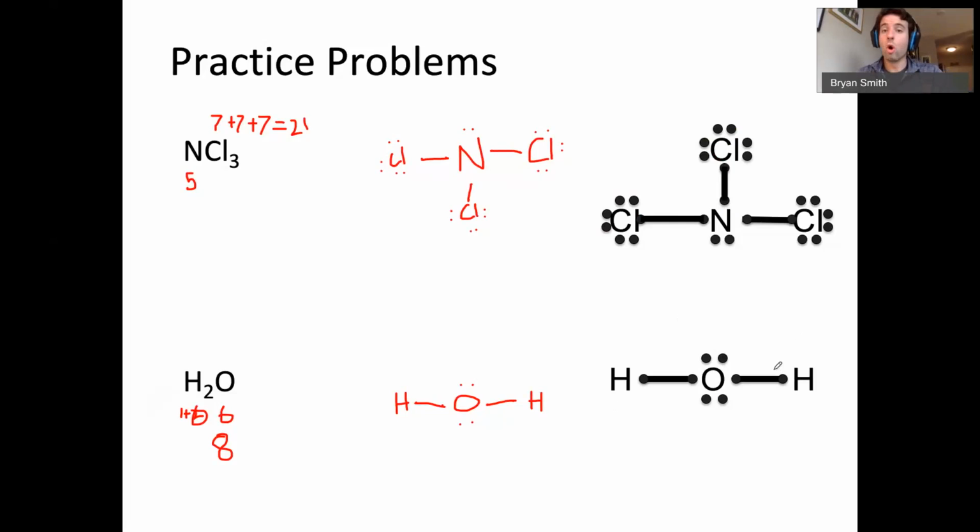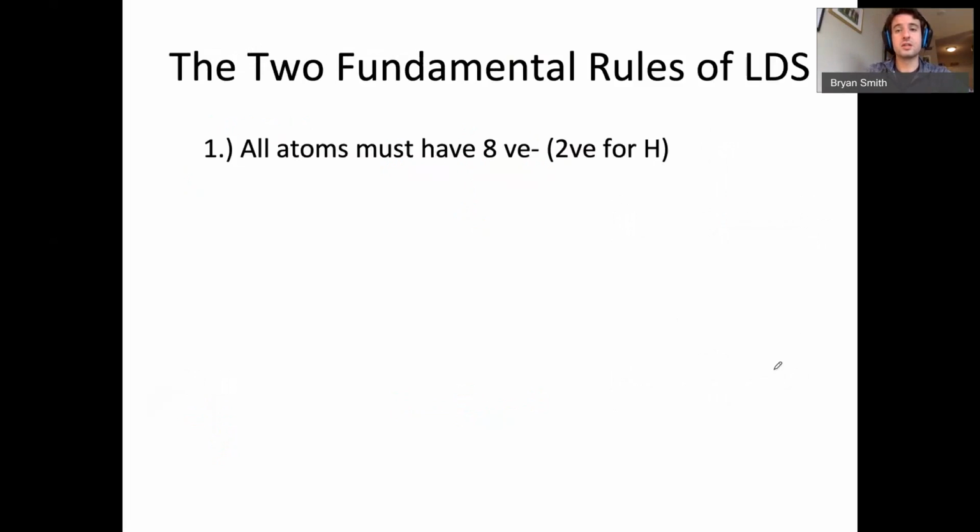Great. So hopefully now you feel comfortable with single bonding valent Lewis dot structures. As we move forward, we're going to get a little bit more complicated with double bonds and triple bonds. So the two rules that will always be true for all of this stuff: number one, like I was saying before, all atoms have to have 8 valence electrons. So that's where you form the bonds to make sure everything's got 8. And remember, that's 2 valence electrons for hydrogen.